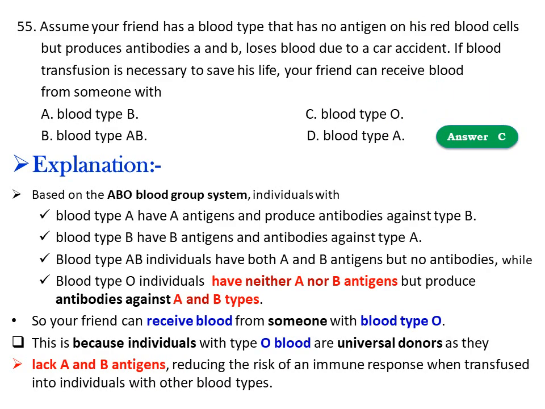Based on the ABO blood group system, an individual with blood type A has antigen A and produces antibody B. Blood type B has B antigens and produces antibody A. Blood type AB has both A and B antigens but no antibodies, and blood type O has neither A nor B antigens but produces antibodies against A and B. So your friend can receive from a person who has blood type O, which is a universal donor, lacking A and B antigens.